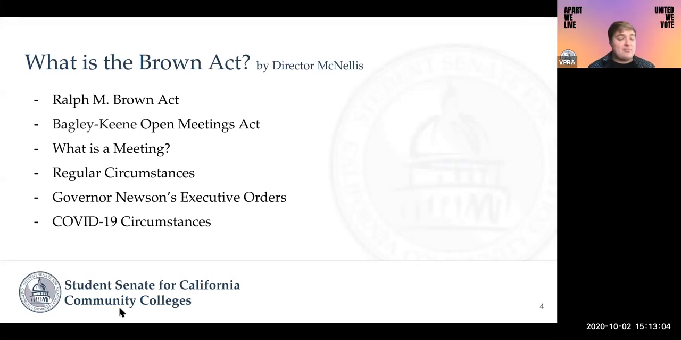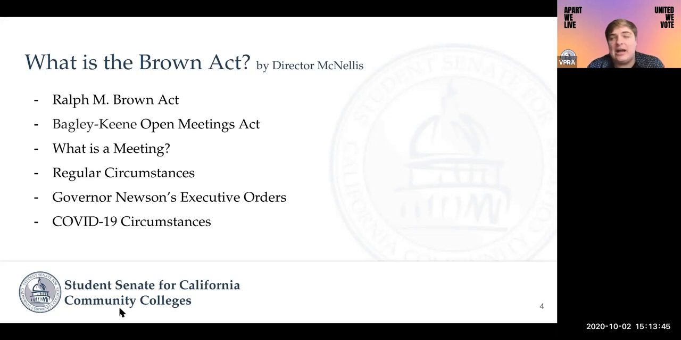So the Ralph M. Brown Act was passed in the early 1950s, and it was because a reporter with the San Francisco Chronicle was going around trying to find meetings. Meetings legally had to be done in public, but what he was discovering was secret meetings and caucuses that were deciding the outcome of votes before they came up for a vote.